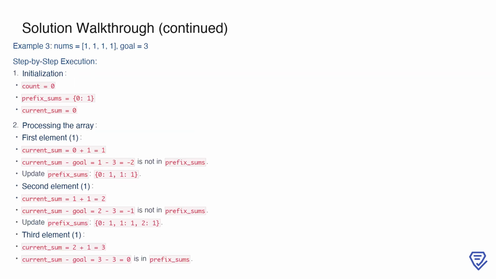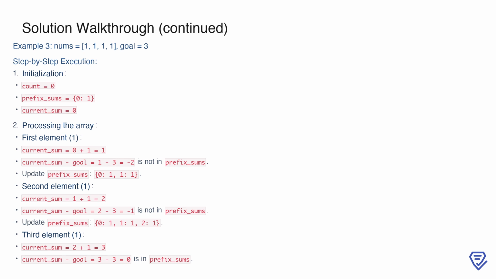In the third example, the input array is 1, 1, 1, 1, and the goal is 3. We initialize count to 0, prefix_sums to 0, 1, and current_sum to 0. For the first element, 1, adding it to current_sum brings the sum to 1. The difference between current_sum and the goal, which is -2, is not in prefix_sums, so no subarrays are found yet. We update prefix_sums to include the prefix sum of 1.